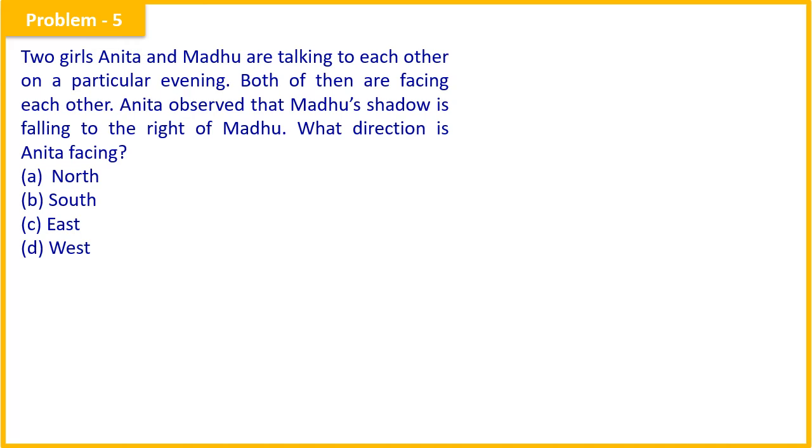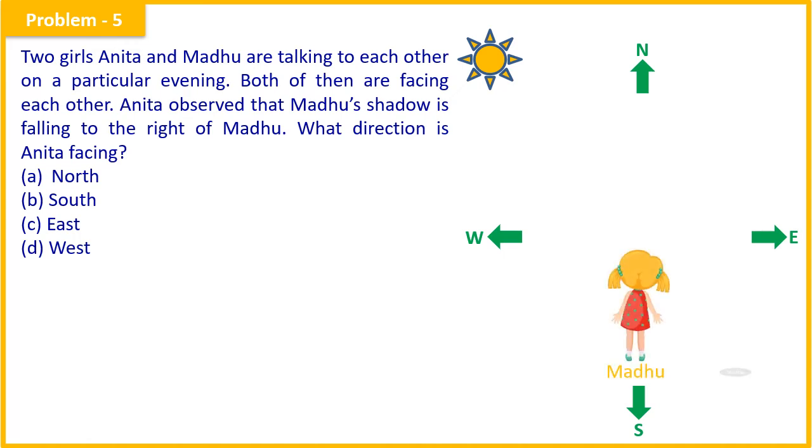Now, there are four main directions: north, south, east and west. When the timing is given as evening, it's a particular evening. Obviously, it will be a sunset timing and the sun is towards the west direction. Now, if the shadow of Madhu is falling on the right side of Madhu, it's obvious that Madhu is facing towards north direction because her shadow is towards her right side.